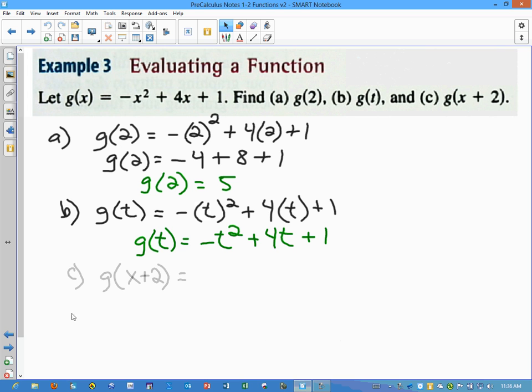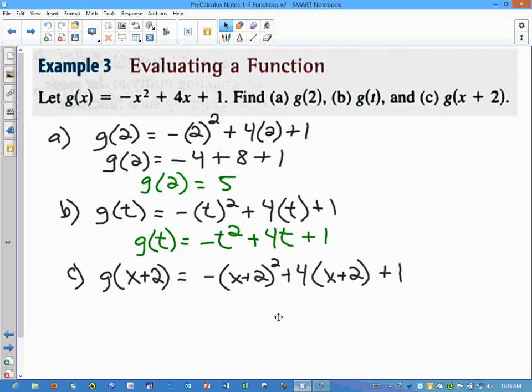All right, the last one is where our parentheses really pay off. And again, we're taking our function, and everywhere there's an x, we're going to replace it with an x plus 2. So it's negative, and then in parentheses, x plus 2 quantity squared plus 4 times the quantity x plus 2 plus 1.